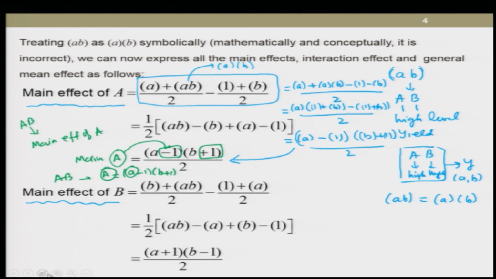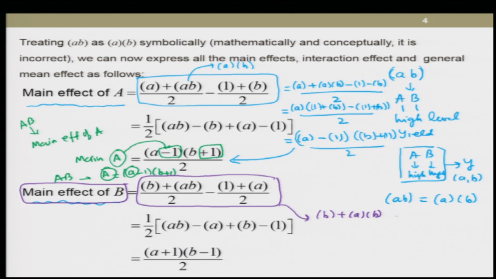And similarly, if you repeat the same exercise in finding the main effect of B, you can recall that in the earlier lecture we had formally and statistically obtained this expression. Now I do the same exercise here, and I can write the same thing as B plus A into B minus 1 minus A divided by 2, and I am trying to represent this like this.